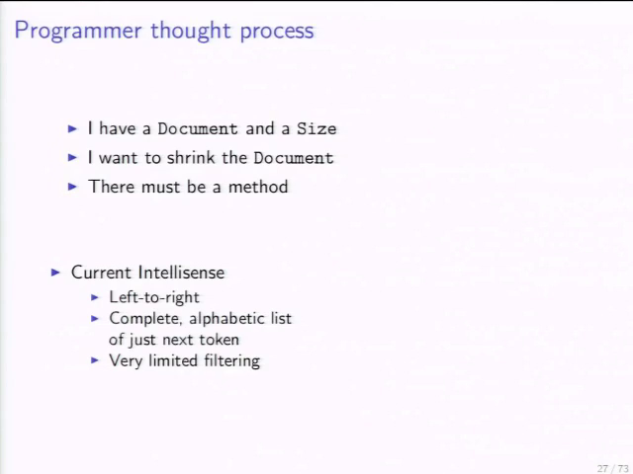But the programmer here says, I have a document and a size. I want to shrink the document. I know there's a method to do this somewhere. And wants to be able to tell the IDE this and get a result and just continue programming without having to spend this time on searching for the method manually. Current IntelliSense is not designed for this task. It allows you to type things in left to right and gives you a complete alphabetic list of the next token based on what the receiver is, and doesn't filter based on any particular information the programmer may have.